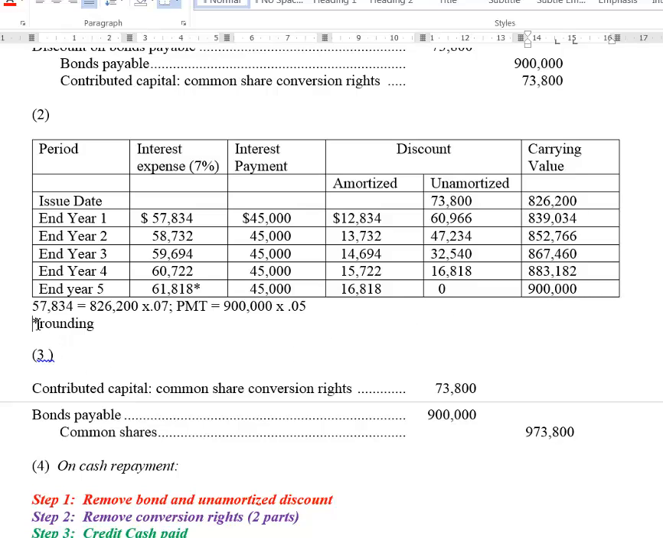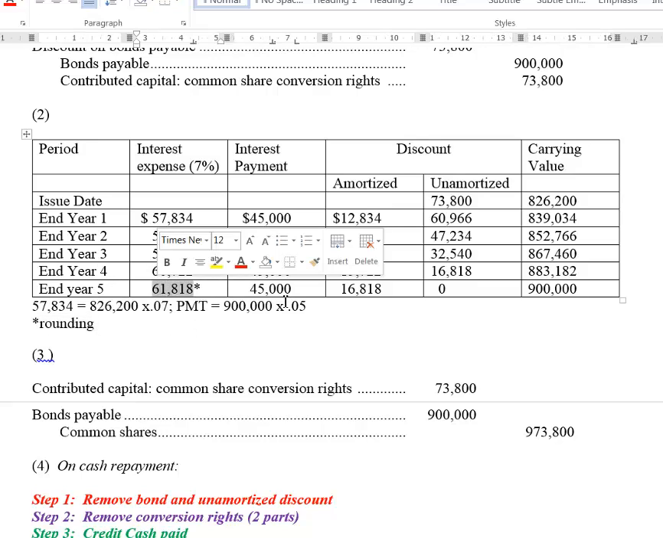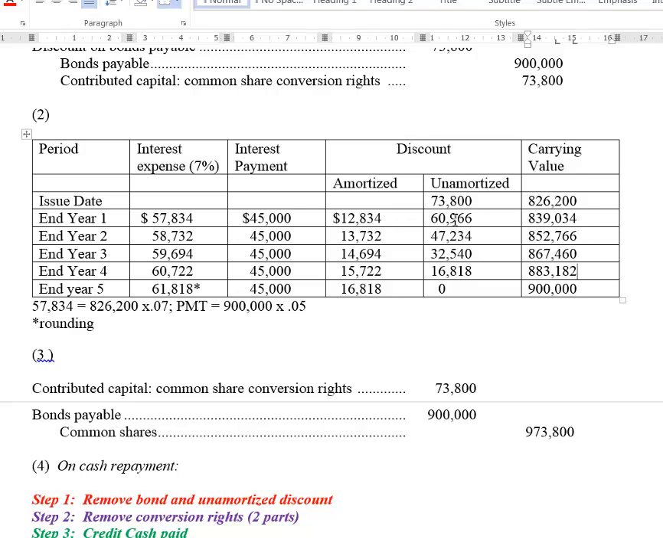The only thing you'll notice I did here is I rounded this. If you did this math here, took the carrying value of $883,182 and multiplied it by 7%, you'd probably get $61,822. So we'd be $4 different, and that's okay. I just rounded it so that when I got here, I'd have an unamortized discount of 0.